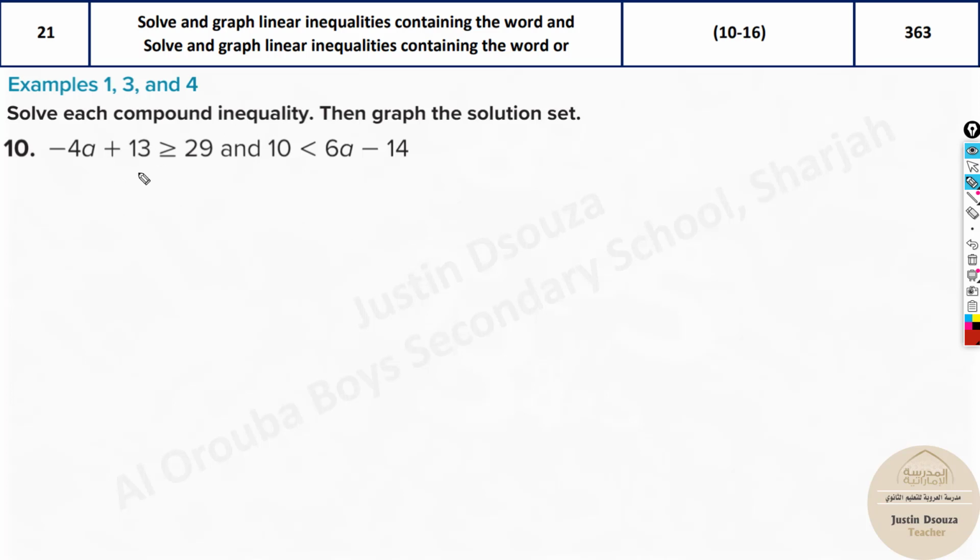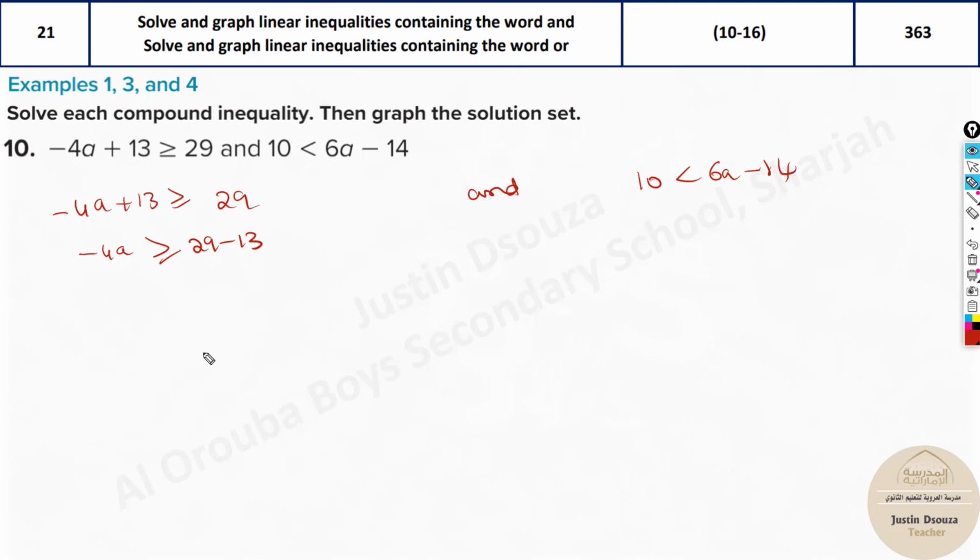So we have to separately solve both these inequalities. Here minus 4a plus 13 is greater than or equal to 29, and the other inequality is 10 less than 6a minus 14. So this is the first step. Just write the given. Now how do you solve it? The numbers at one side, variable, leave it over here for now. So I will leave minus 4a. This 13 goes to the other side, will be greater than or equal to 29 minus 13.